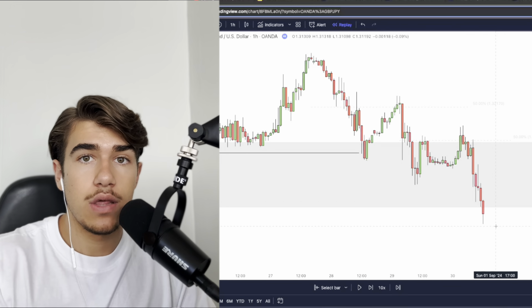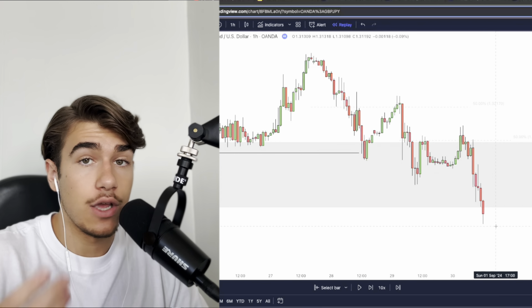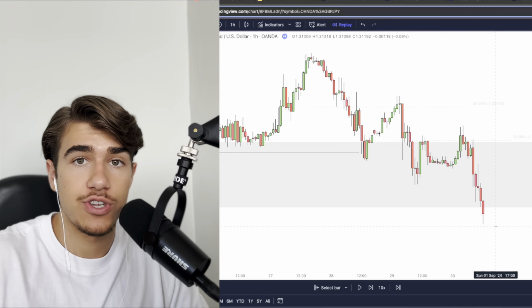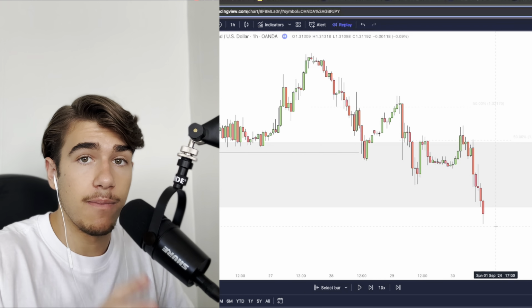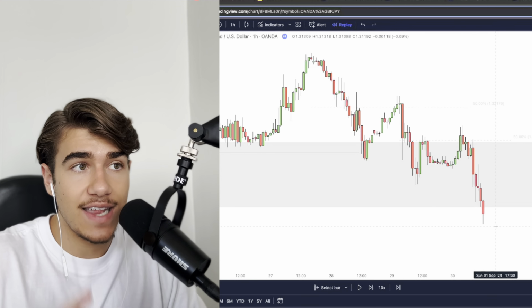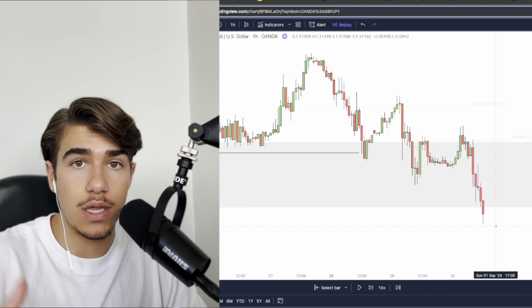So these are the three ways that I enjoy using premium and discount, and I do believe a lot of people would be way more successful if they started implementing this in their day-to-day trading. Again, this is how the market moves, so understanding exactly how and when to use premium and discount and equilibrium is essential.